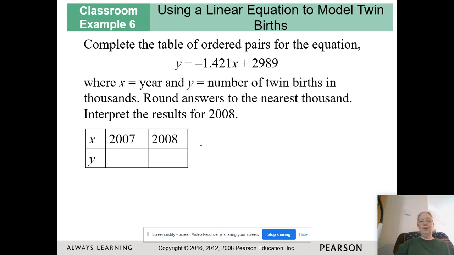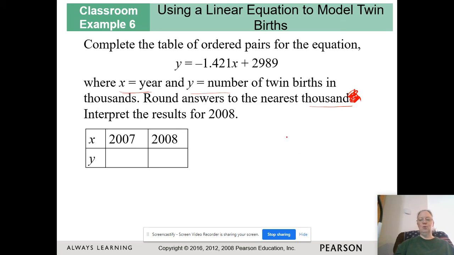This is a case where we have the table going horizontally. Complete the table of ordered pairs for the equation. It's very helpful to pay particular attention when they talk about what x and y represent. So make sure you read that part. It says x represents the year and y represents the number of twin births in thousands. Round your answer to the nearest thousand. Notice they didn't say thousandth. They only said thousand.